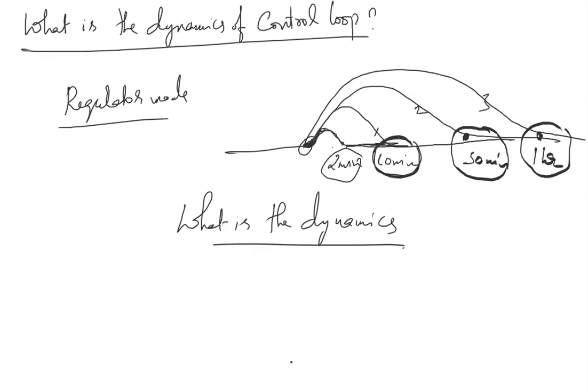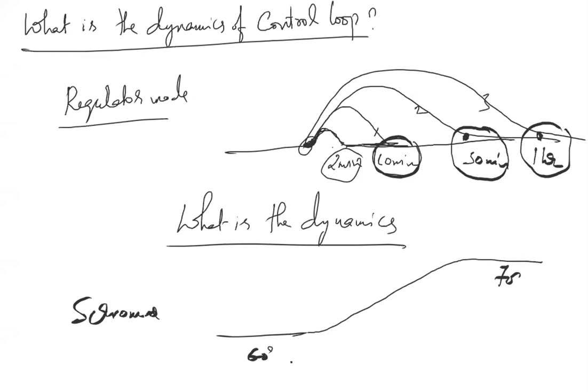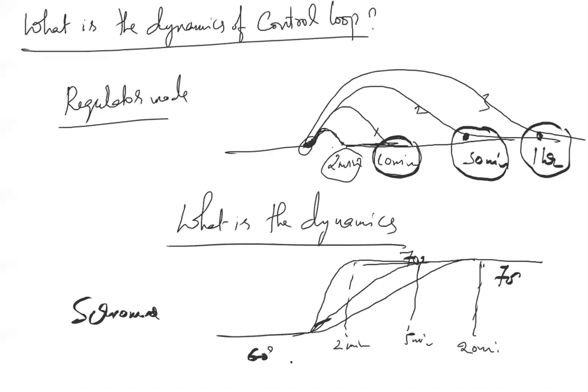Similarly, let's say in servo mode, you have changed the set point from 60 to 70. It can reach 70 like this, or like this, or it can immediately reach 70. Maybe this may be 2 minutes, this may be 5 minutes, this may be 15 minutes, or 10 minutes, or this may be 20 minutes. So like this. So what is the dynamics of the control loop?